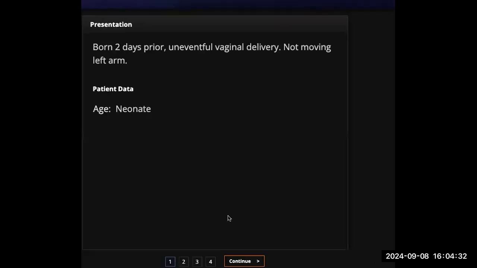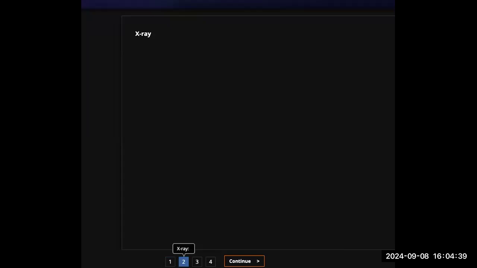This case works. So this patient is a newborn. Two days prior he was born, and there has been no movement of the left arm. Okay, two days prior, no movement of left arm.